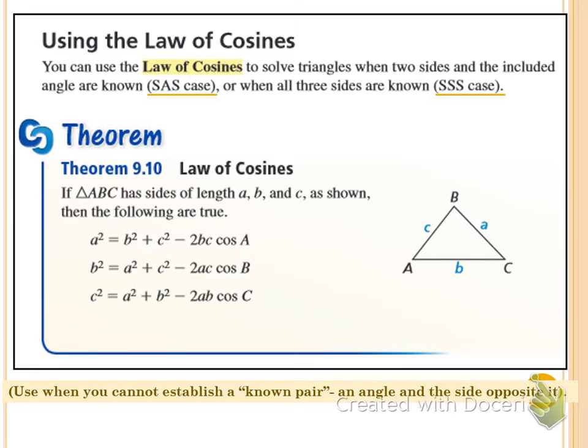Here is how you will know. You will pick a, b, or c based on your missing or your given angle. Whatever angle you're looking for, if I'm looking for angle B, I'm going to use the b squared formula. If I'm looking for angle A, I'm going to use the a squared formula. If I'm looking for C, I'll use the c squared formula. And the same thing if you're given it. Okay? So, let's practice.